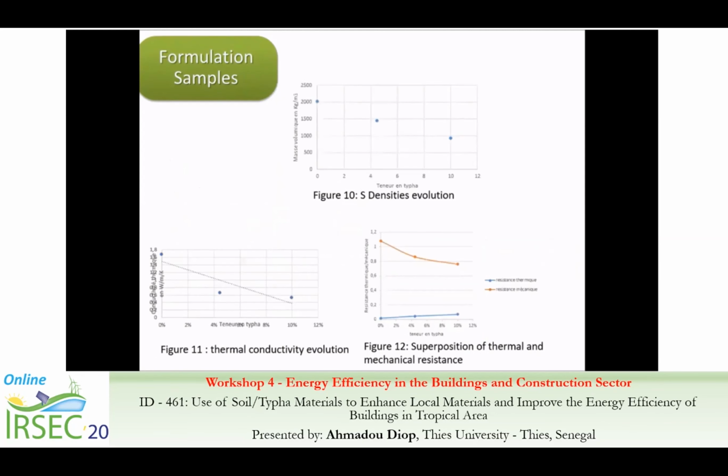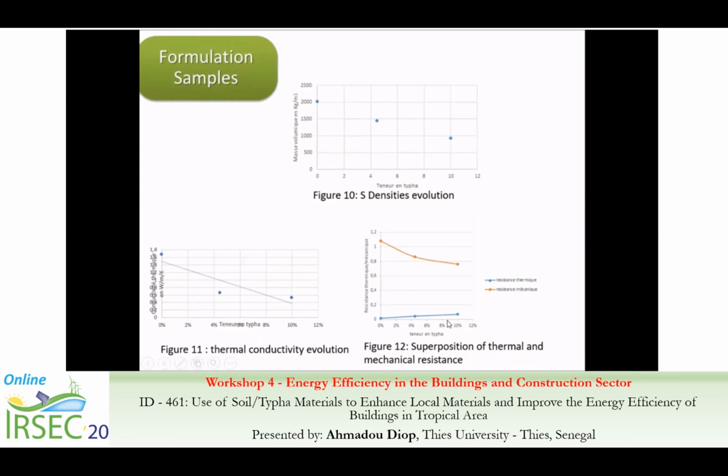And as a result is the density of the composite materials. For Tifa, for soil alone, we can see the density is very high. And if we add Tifa australis, the density is also decreasing. And also this same phenomenon is seen for thermal conductivities. When we add again Tifa australis, the thermal conductivity also will be decreased.